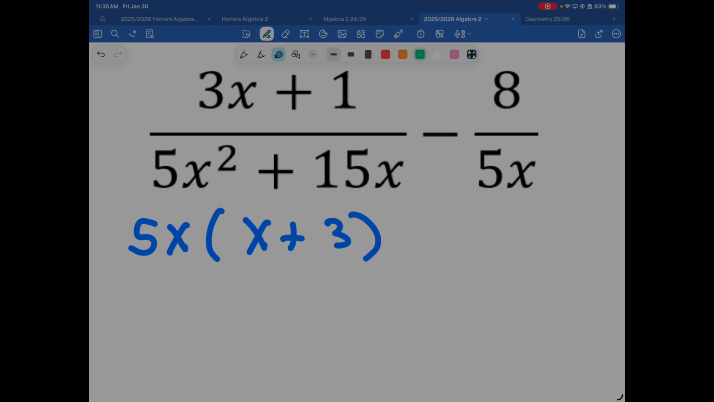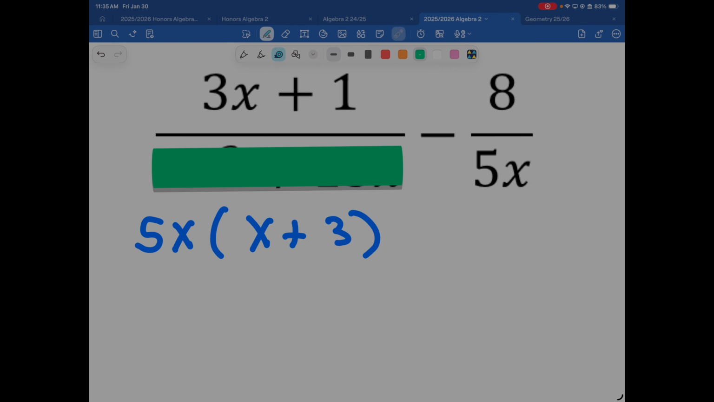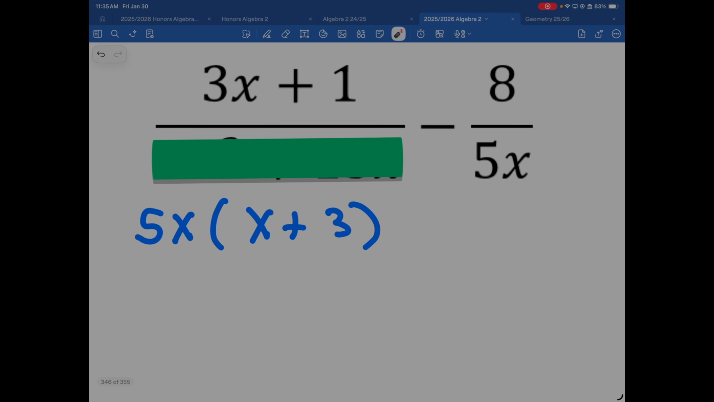Okay, so I'm going to go ahead and cross that out. I don't need it anymore. I look at the 8 and the 5x. They can't be factored anymore. 8 and 5 don't reduce, so we're good to go. Start on the left-hand side with a writing utensil.